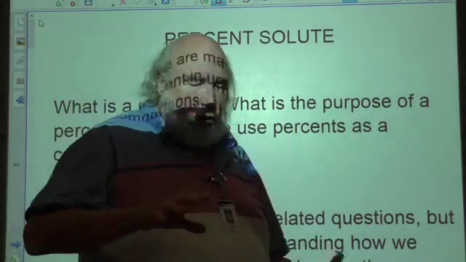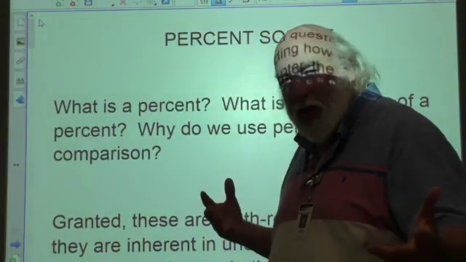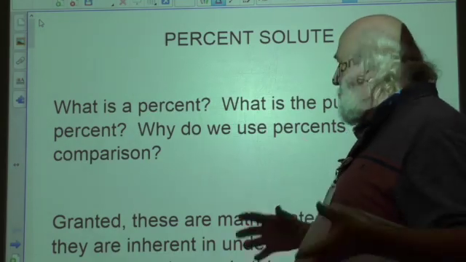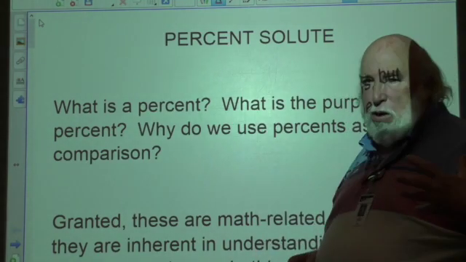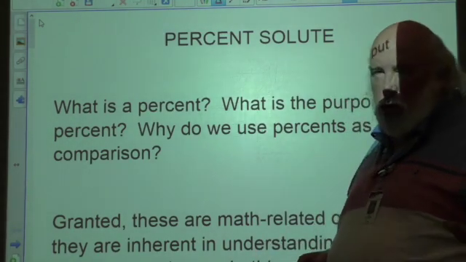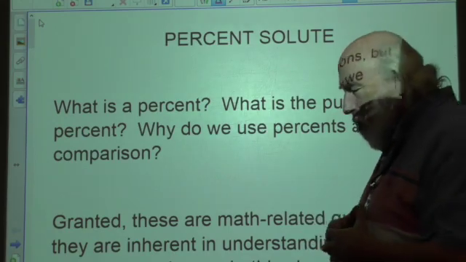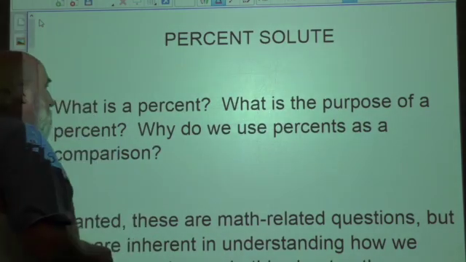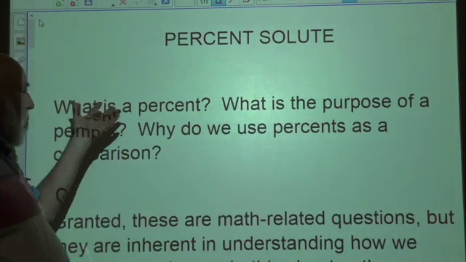And what a concentration is, and what percent solute does, is that it's a comparison of the amount of solute with the amount of either solute or solution, depending upon what the information is asking for. So we're going to begin with percent.